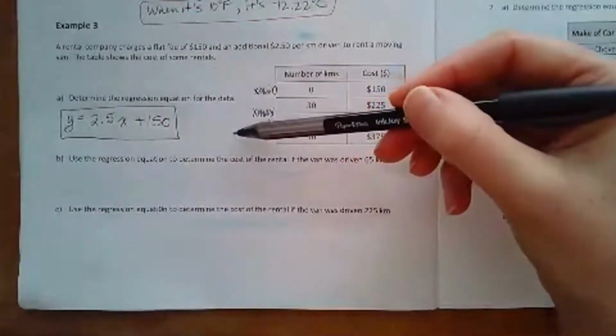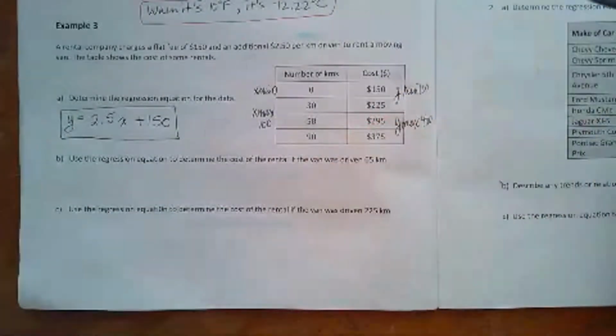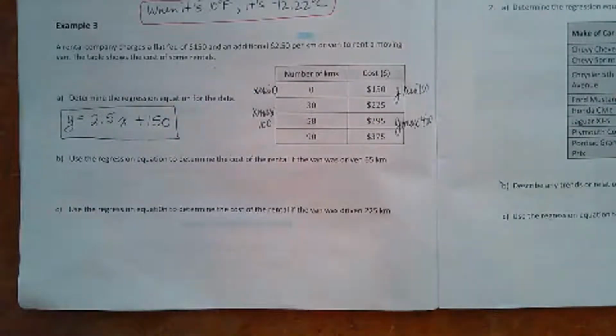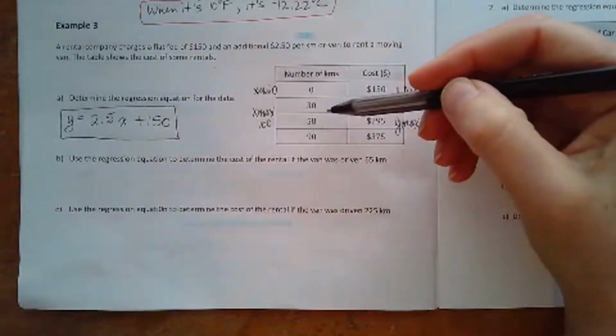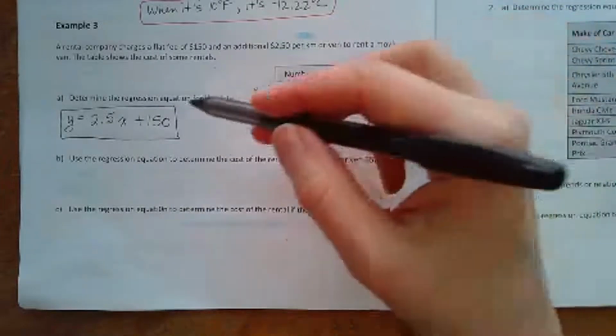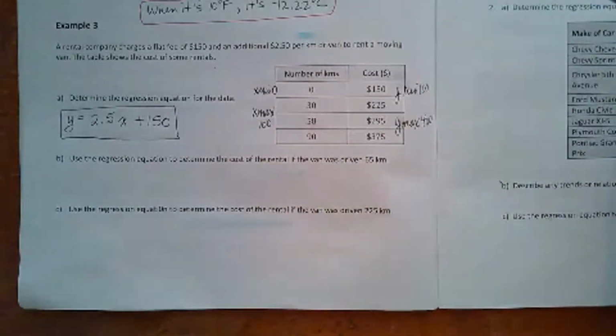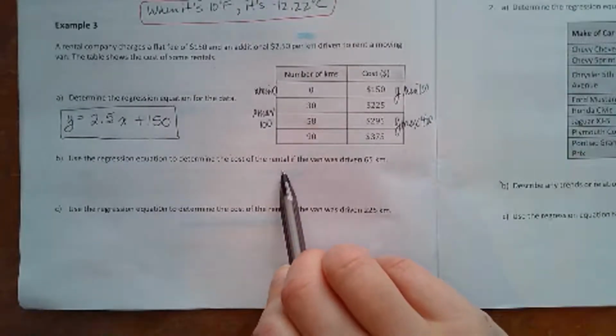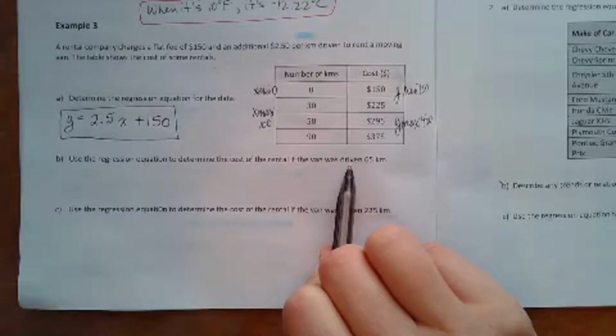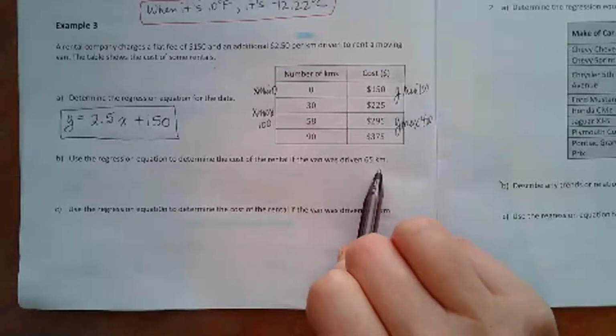Now, once I have my regression equation, I can answer any other question at all, right? Because it's taken 4 points. Now, granted, that's not a lot of data, but it's taken 4 points and condensed it all into an equation that will solve problems for infinite points. Now, let's see what part B is asking us. It says, use the regression equation to determine the cost of the rental if the van was driven 65 miles.